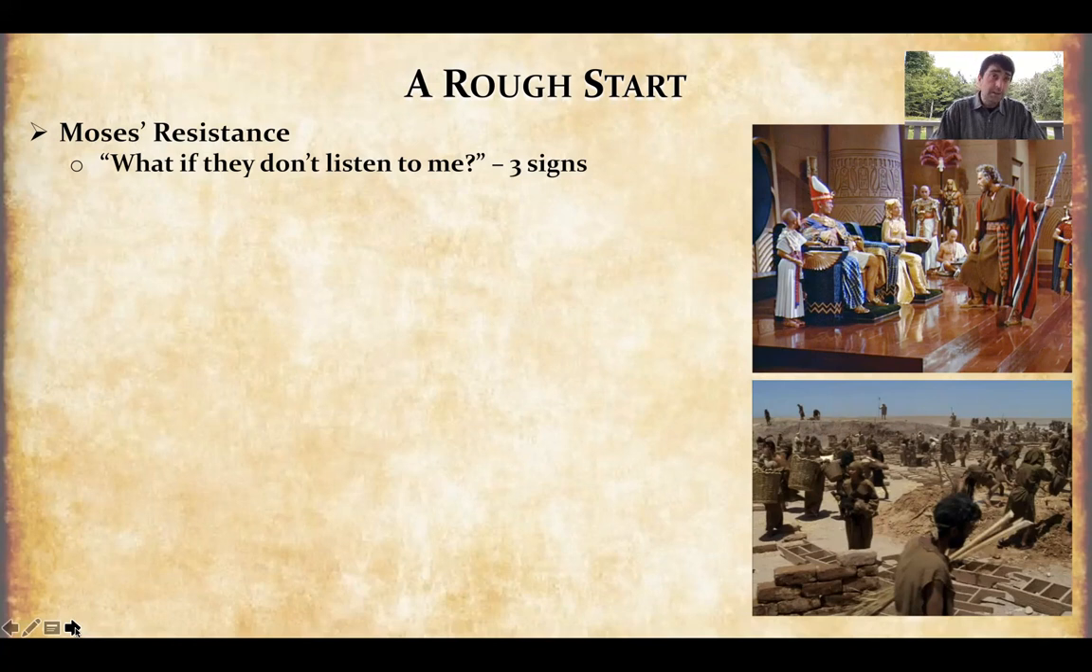Second sign is, now put your hand inside your cloak, take it out. Moses notices it's full of leprosy. His hand was covered with scales like snowflakes. This was meant to be a sign of leprosy. And then God says, now put it back in. He takes it out again, and it's normal, healthy skin. So that's the second sign. And the third sign God gives him is that when you free the Egyptians, you will come back and worship me on this mountain.